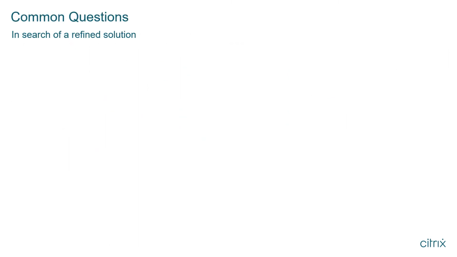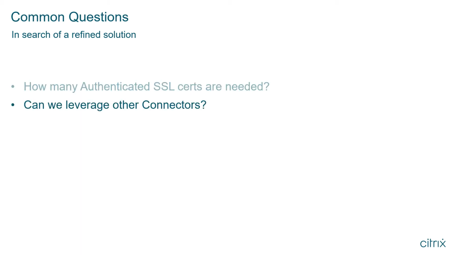Now, once we started and we're looking for a solution refinement, one of the questions that comes to mind is, well, how many authenticated SSL servers do we actually need for this solution? Can we leverage other connectors, for example, Citrix Files connectors, not just Citrix apps? And since we're bolting multiple systems together, how can we make sure that surface of attack is kept at the minimum?